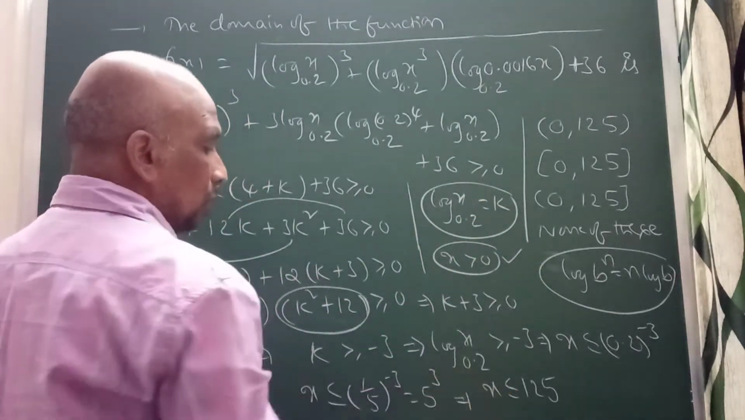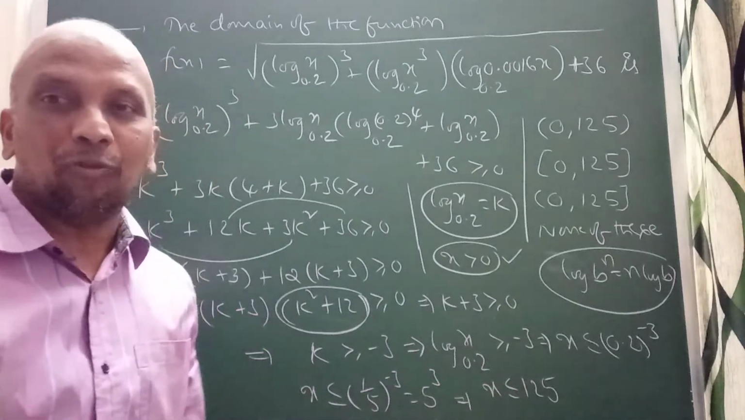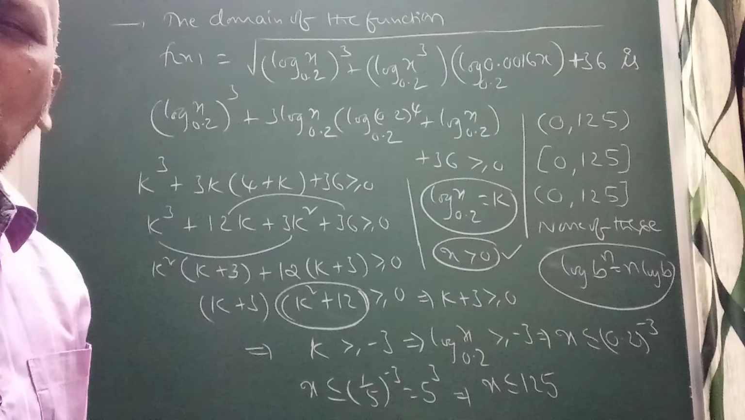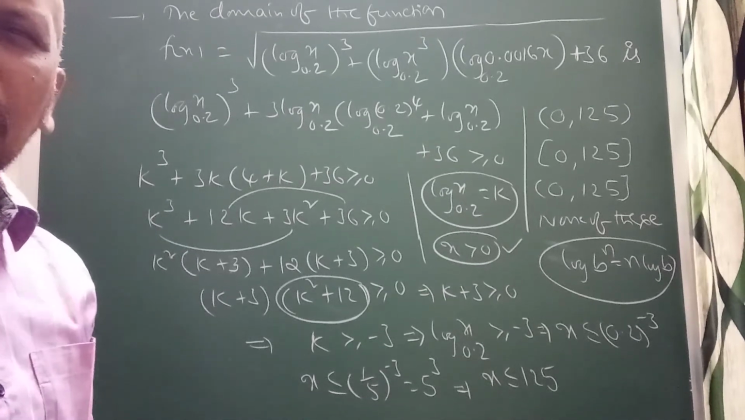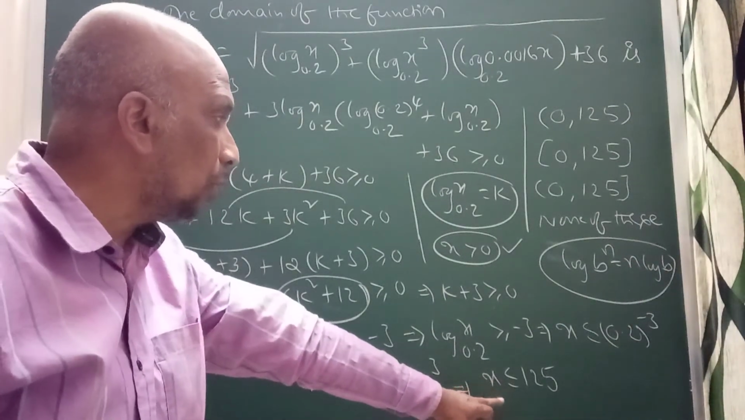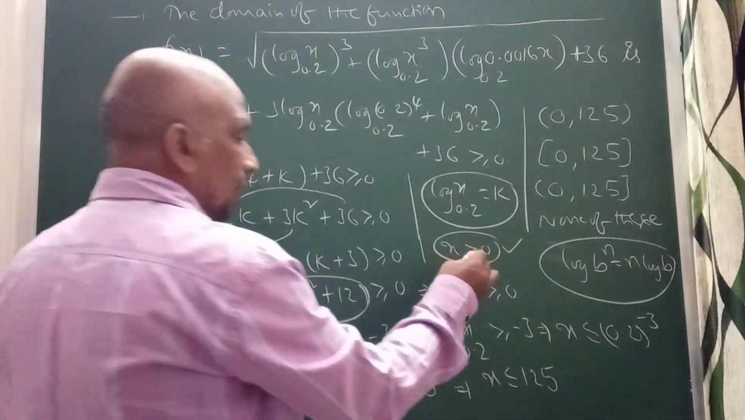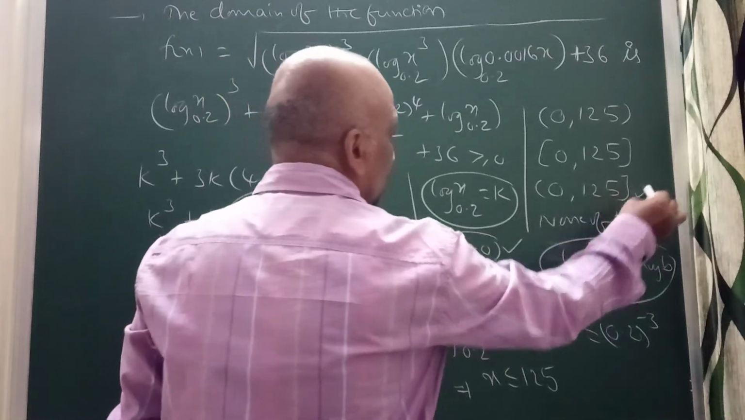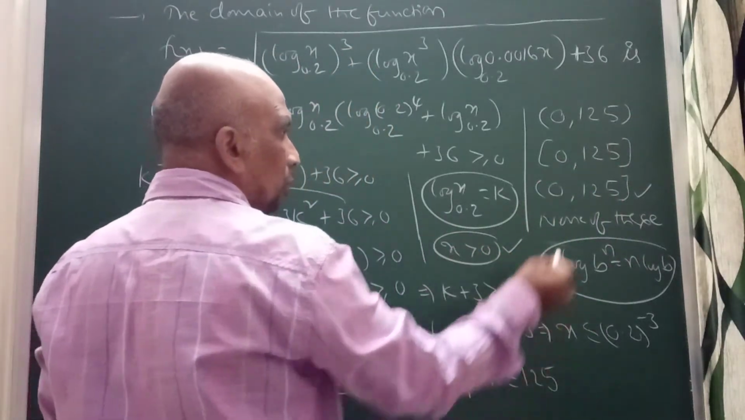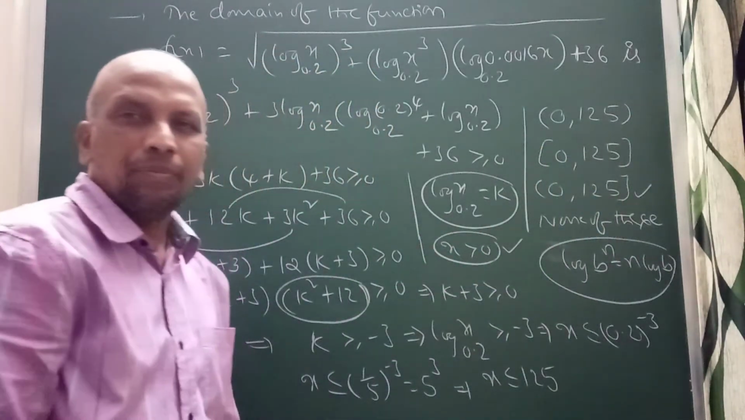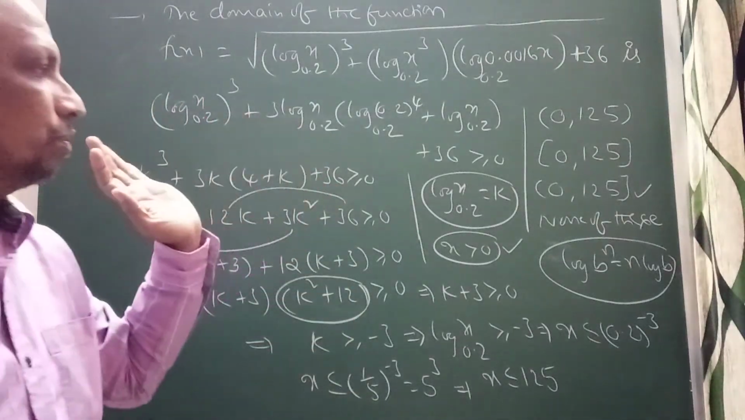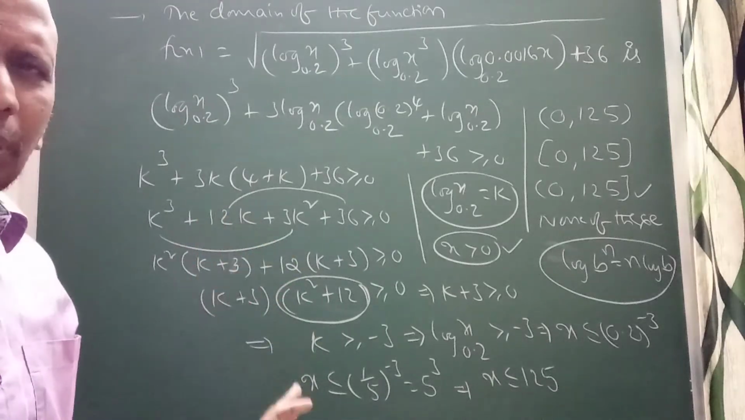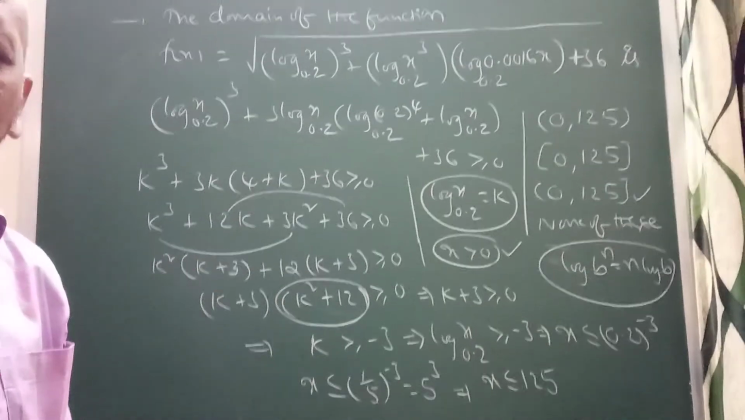So since x is positive and less than or equal to 125, you can observe that x is greater than 0, including 125. This is the option, so your answer is option C. Try to understand the model. It's a good question. Now I will explain one more problem.